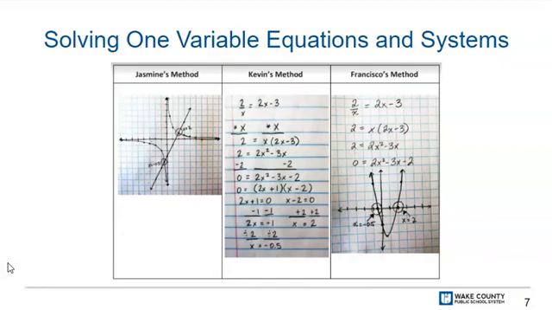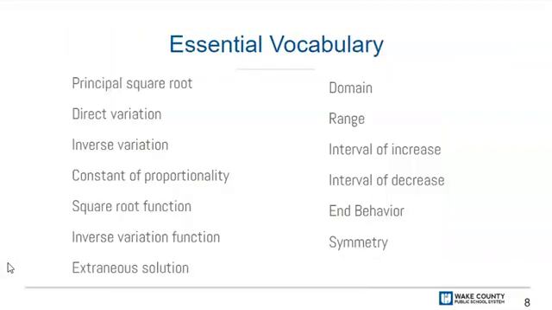In Lesson 8, you will practice writing and solving systems of equations where one equation is linear and the other is either an inverse variation or square root equation. The unit wraps up with Lesson 9, where you will refine your understanding of extraneous solutions and practice solving square root and inverse variation equations.